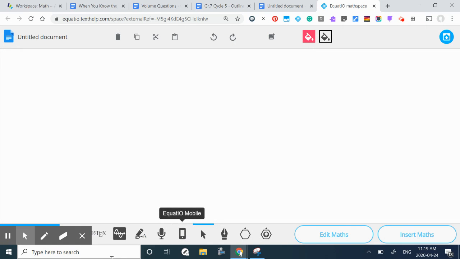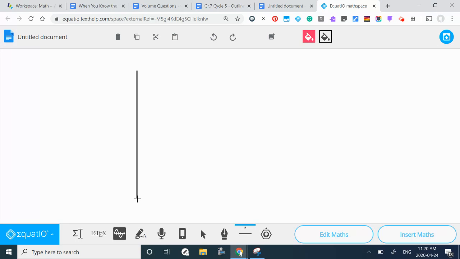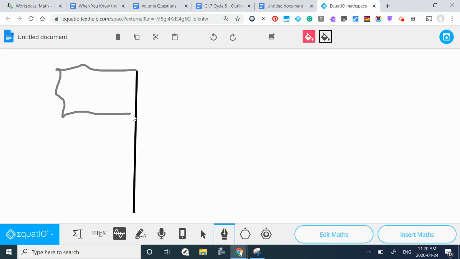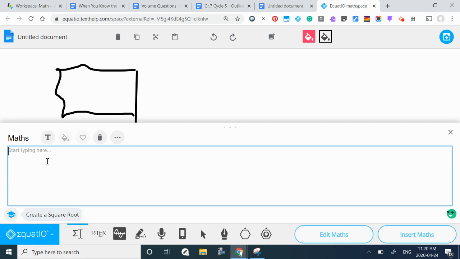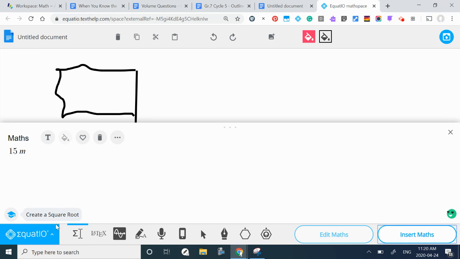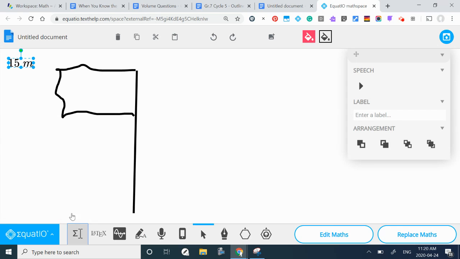which looks like this. Now the question says we have a 15-meter flagpole. So I'm going to draw my flagpole. So we go to shapes. I go to the straight line, and there's my flagpole. You can make it pretty if you want and draw your little flag on it. And I know that my flagpole is 15 meters. So I insert that, click back on the equation editor to get rid of it, and there's my 15-meter flagpole.